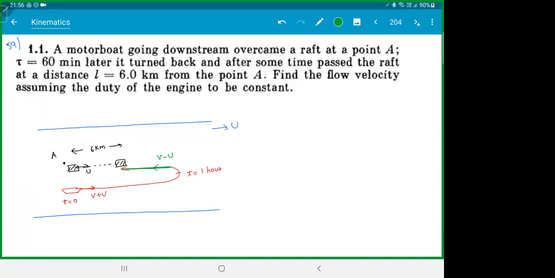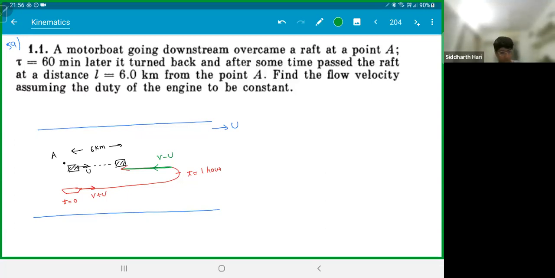Let's see. Anyone got the answer? 3. Yeah, is it 3? Might be, yeah, 3. Yeah, one answer, everyone. Others? Just 1 minute, I'm giving 1 minute. Yeah.